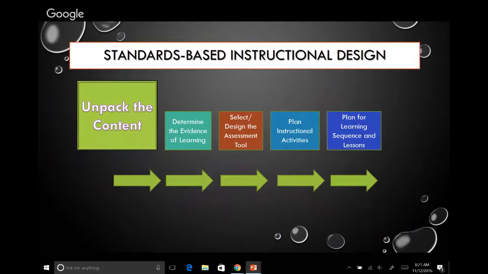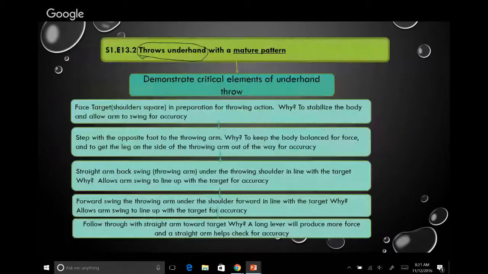Here we're going to start by unpacking the content standard, so we're going to reveal the content within the content standard. We're going to take that same underhand throw with a mature pattern, and you can see that this is second grade. So they need to demonstrate the critical elements of an underhand throw. This is, for my purposes, how I unpack the content standard, because I need to do this for myself. This is not necessarily what my students will say, but this is what they will do and my thinking behind it.